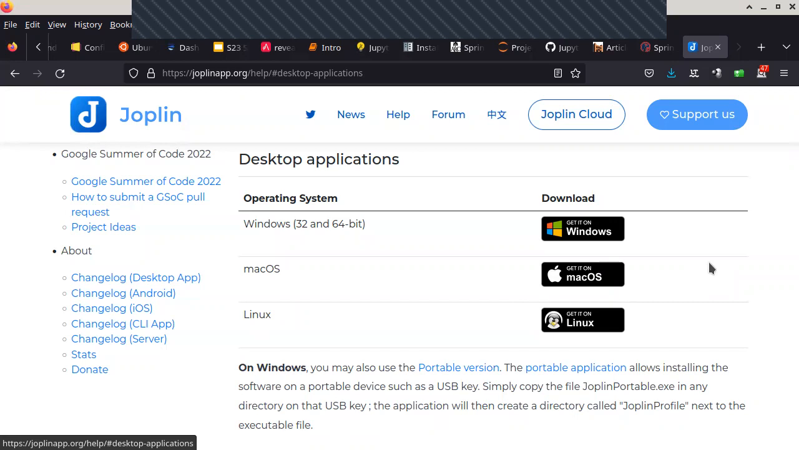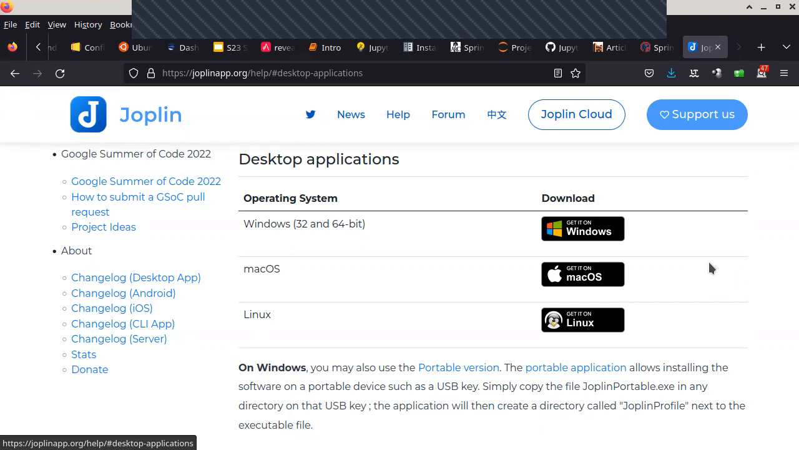It's not very resource intensive, so it's pretty easy to work with. If you have a Chromebook, and I'm not sure how many of you are using Chromebooks, Chromebooks can run Linux. And since it is available for Linux, you can actually get Joplin to also run on the Chromebook, which I think is kind of handy.